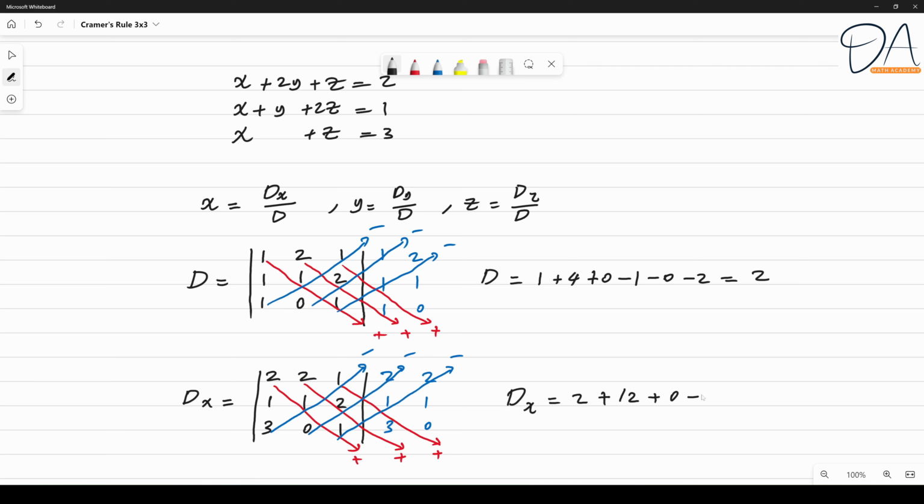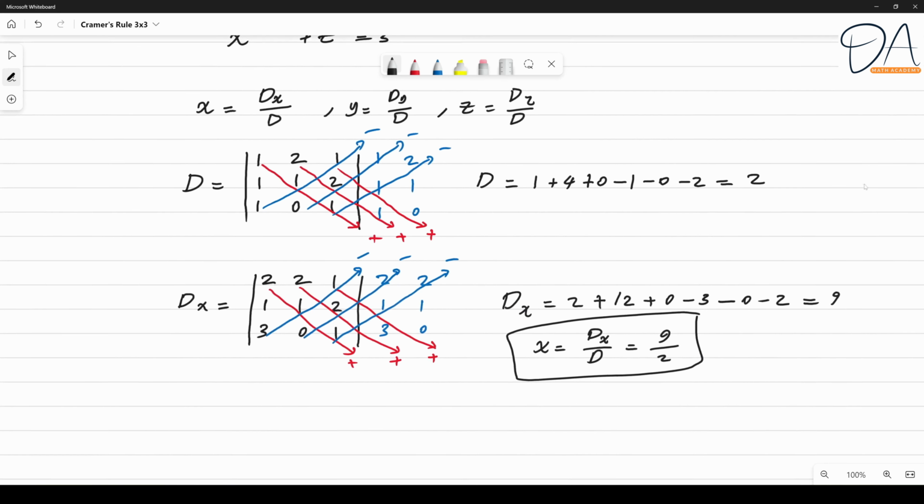Now the negative diagonals: 3 times 1 times 1 gives us minus 3, and 0 times 2 times 2, that is 0, and then 1 times 1 times 2, that gives us 2. So here 2 plus 12, 14, minus 3 gives us 11, minus 2 gives us 9. So then you can easily calculate x, which is dx over d. dx is 9 and d is 2. So this is the value of x.